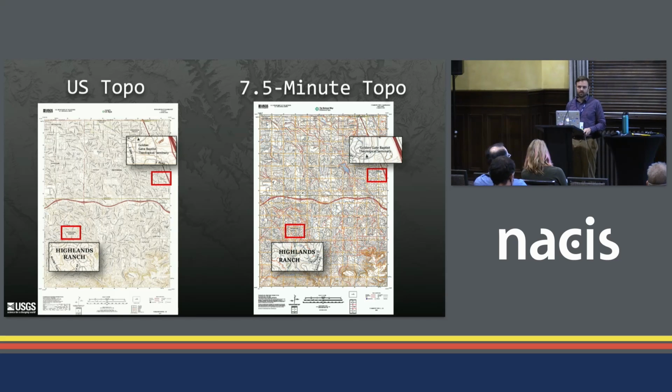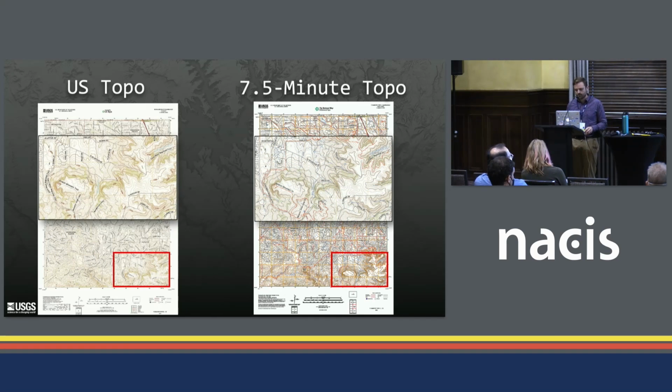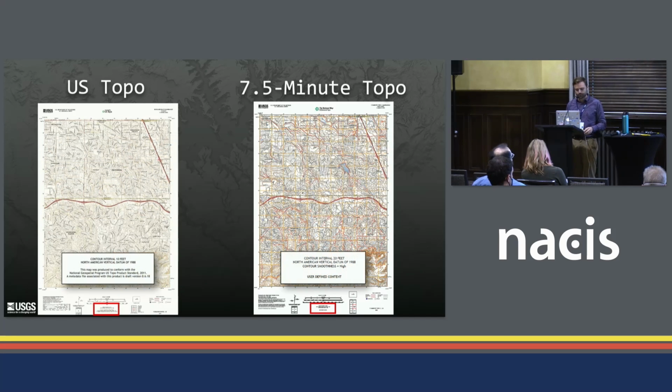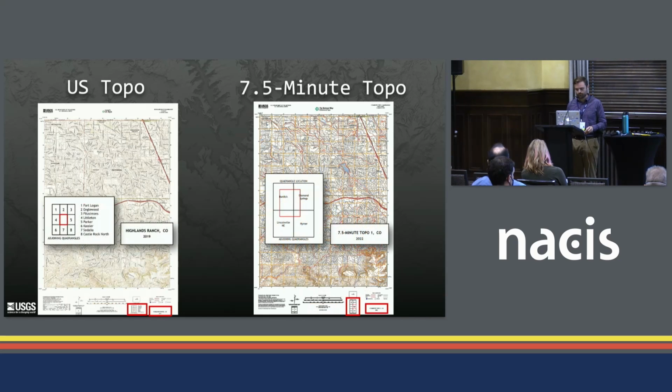Like I said, the US topos' labels are manually edited to make it more cartographically pleasing. We have to do auto labeling. We also have some differences in trail symbology. I think it's going to get implemented in US topo eventually, but right now we're doing this symbology while they're on the old symbology. And then we have this little info icon on the contour smoothing, contour interval, and whether you had user-defined content selected or not.